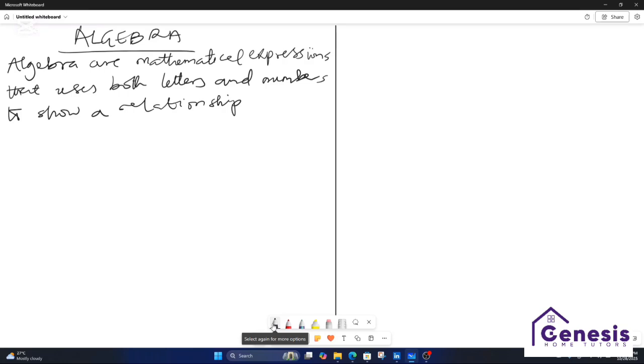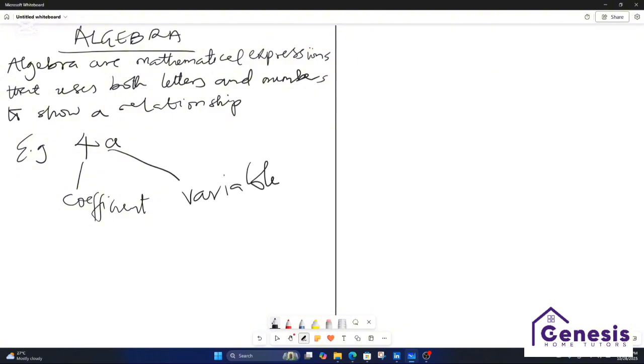Now, algebra is a mathematical expression that uses both letters and numbers to show a relationship. What this means is that algebra combines both numbers and your alphabet letters. For instance, an algebraic term could be something like this: 4a. Now, 4 is a number and a is an alphabet letter. In this case, we call the 4 the coefficient, and we call the a the variable.